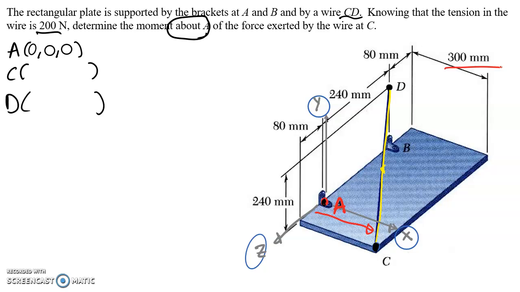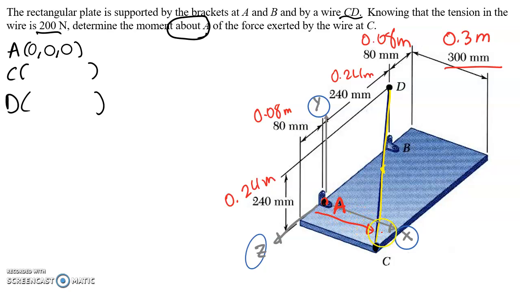However, the equation for moment is actually given in meters. So 300 millimeters becomes how much? Exactly 0.3 meters. This one right here actually stands for 0.08 meters. This one is 0.24 meters. This one right here again it's 0.08 meters. And this one right here stands for 0.24 meters.